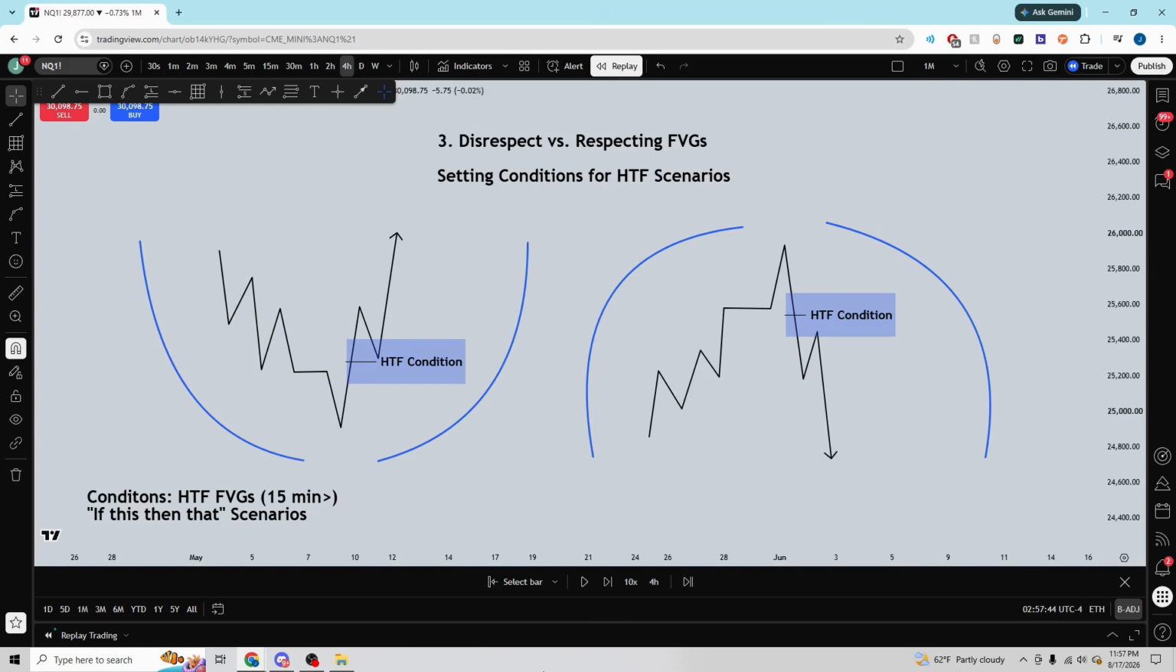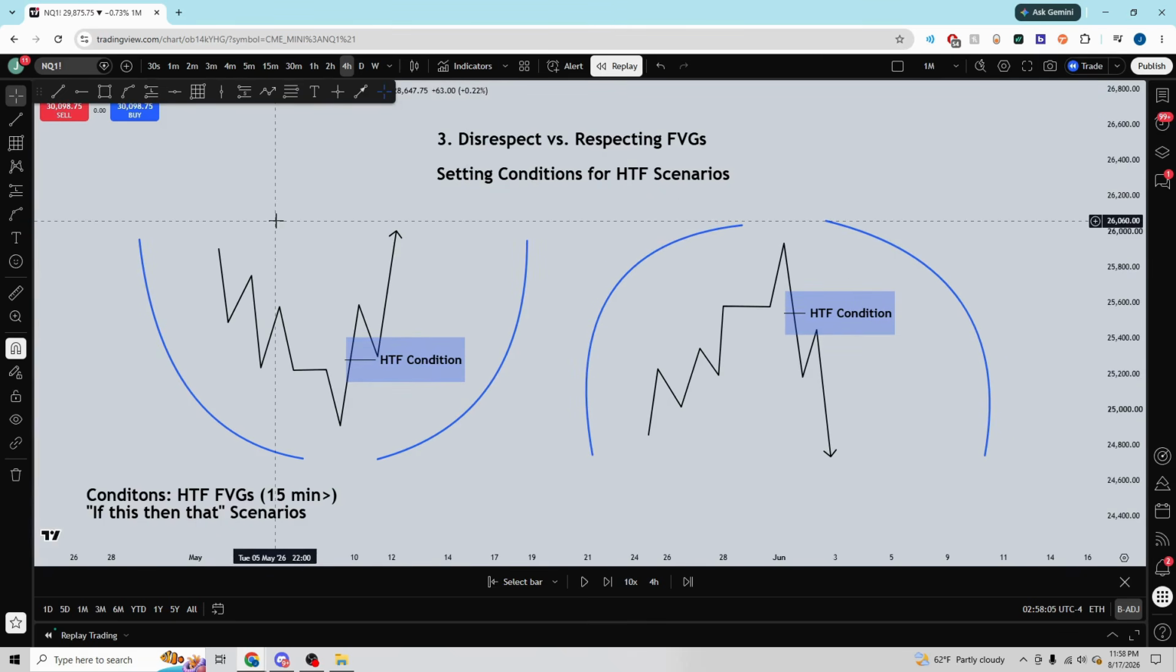Now that we've understood how to identify the draw on liquidity by using market maker profiles and high resistance versus low resistance liquidity, we now have to identify how to catch an entry or a continuation towards that correct draw on liquidity in order to catch a high probability trade. And this can be done by using the disrespect versus respecting framework and setting conditions for high time frame scenarios.